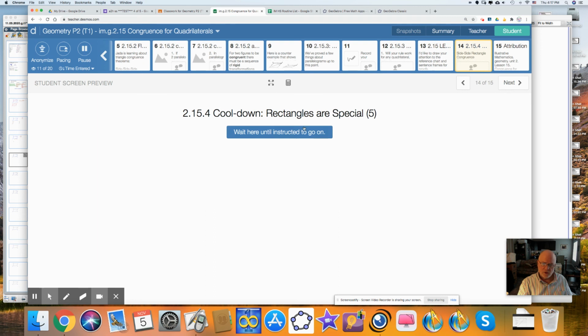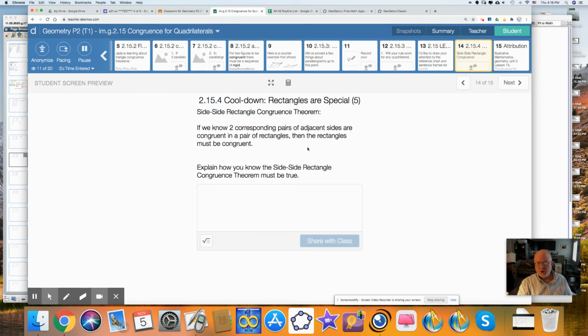For the cool down, there was an instruction here, the side rectangle congruence theorem. It says if we know two corresponding pairs of adjacent sides in a rectangle are congruent, then the rectangles must be congruent. And you're supposed to explain why. And folks, this would be the side angle side theorem but it's a side for rectangles, but you're just given that the angle is 90 degrees. And that's it. Good luck and success.